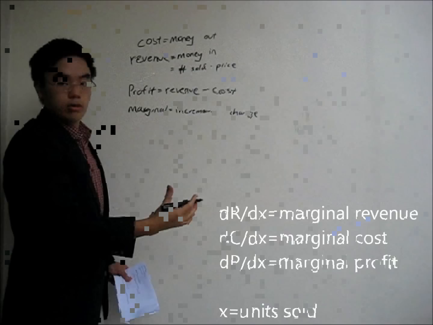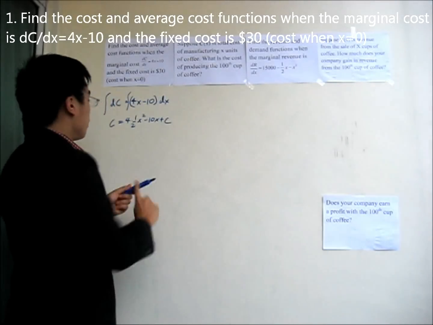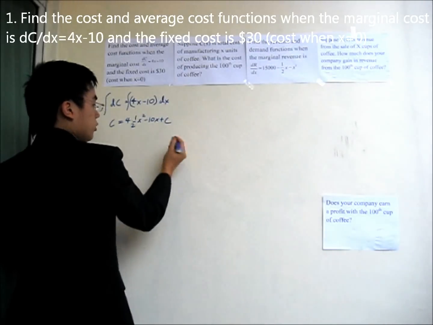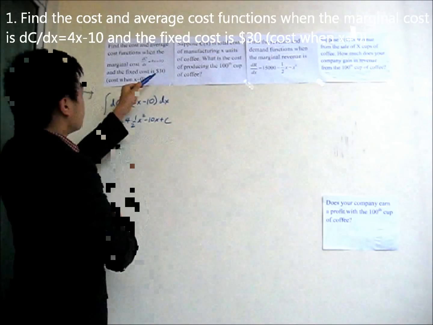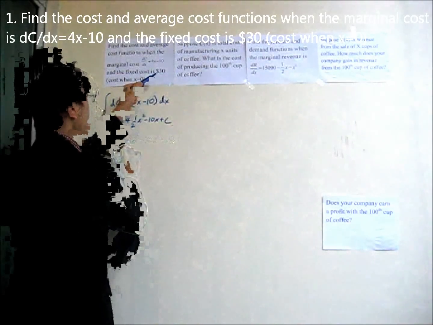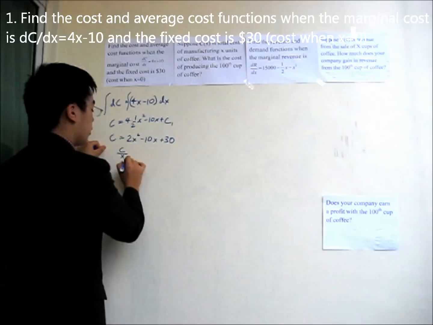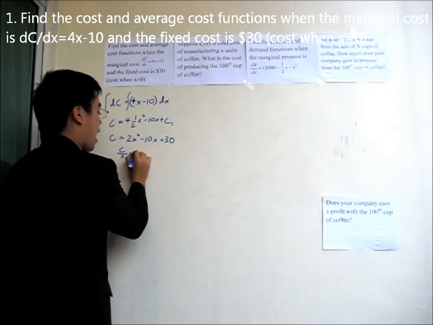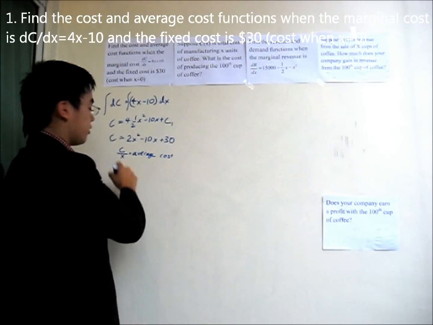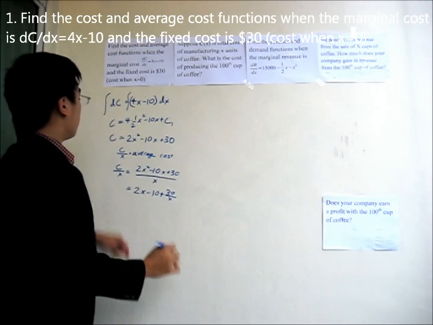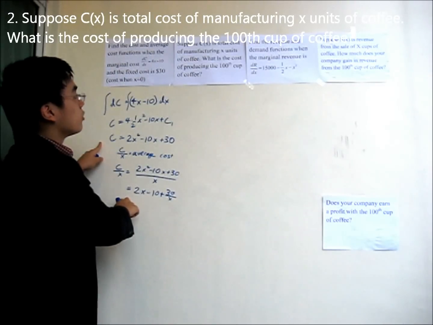The cost is $30 to C over X. This would be the average. So the average cost function is simply C divided by X. So these are your two equations.